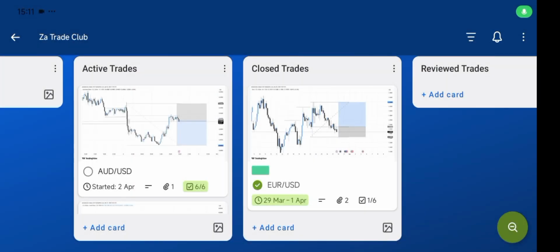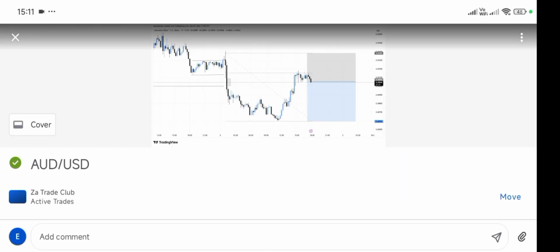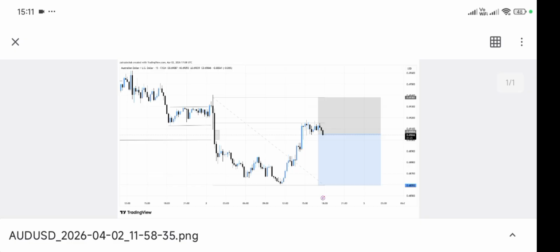Let's start with Australian dollar versus USD, which is still an active trade. This was a sell on the 15-minute time frame. As you can see, I will be going into the trade, which is under the column that says active trades, Australian dollar USD. This is the current trade setup.